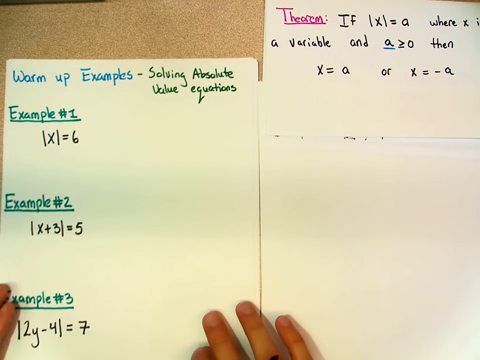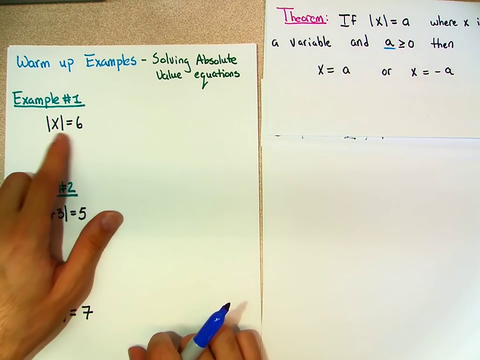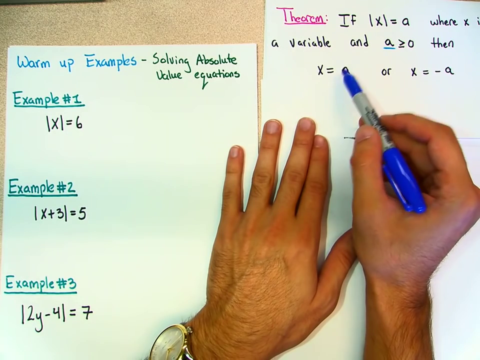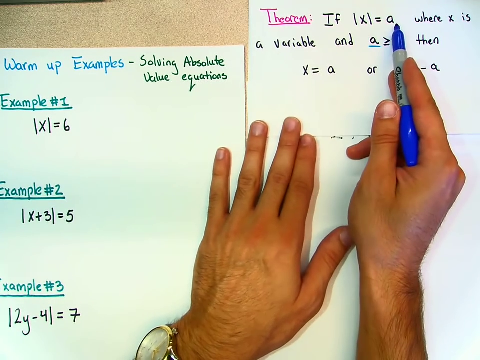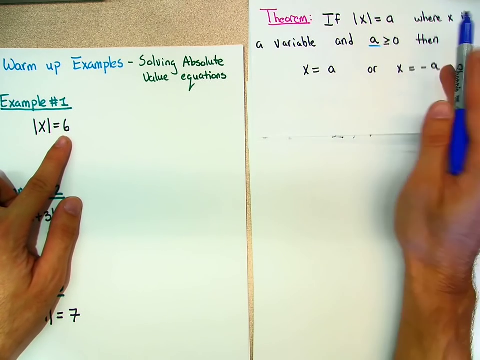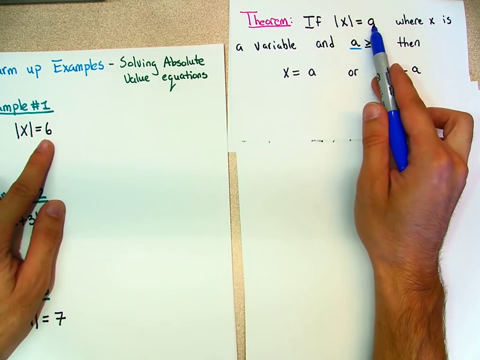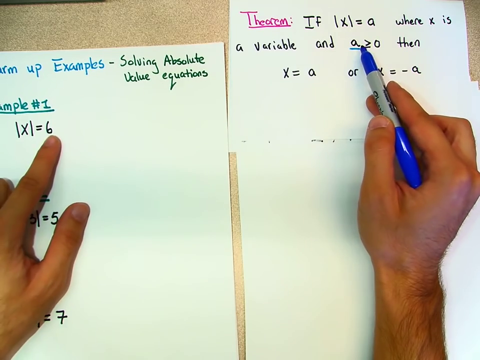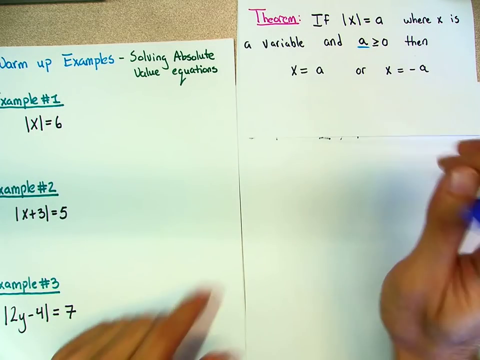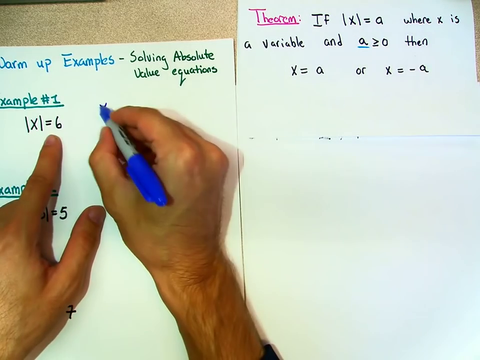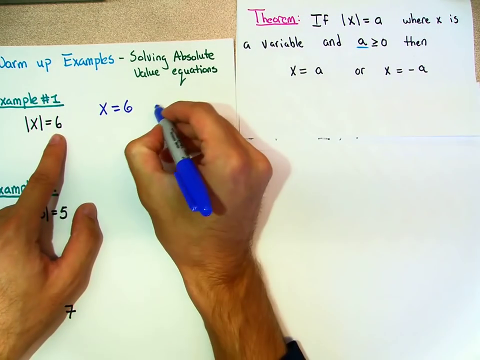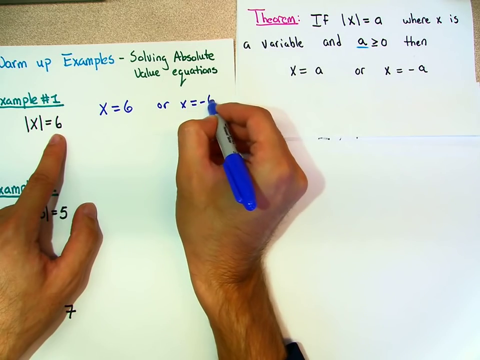All right, so first question. It says absolute value of x equals 6. Let's use our theorem. It says if the absolute value of x is equal to a, here the absolute value of x is equal to 6. So here is our a value. Is this value greater than or equal to 0? Yes. So we can use this move. You say x is equal to 6, because you take the positive version, or x is equal to -6.